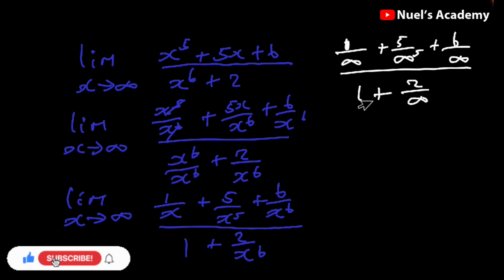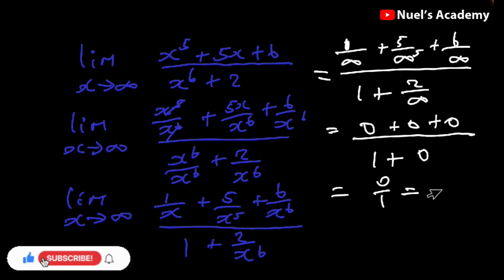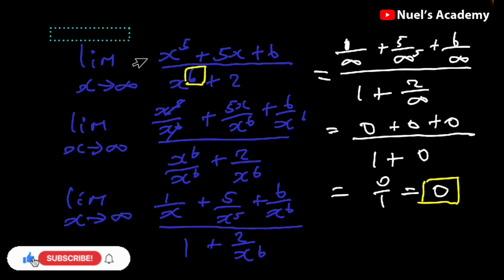Now 1 over infinity is equal to 0, plus 5 over infinity is 0. This one will be 0 again, then over 1 plus 2 over infinity, which is 0. So the final answer is 0 over 1, which is equal to 0. Now what did this thing tell us? Anytime the highest power is at the denominator, then the answer will be equal to 0. So far we are solving limit as x approaches infinity.